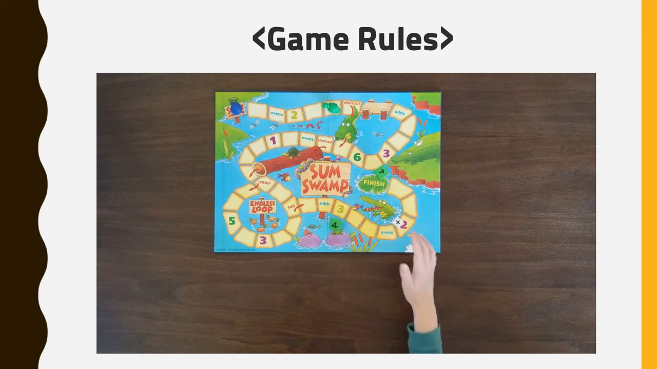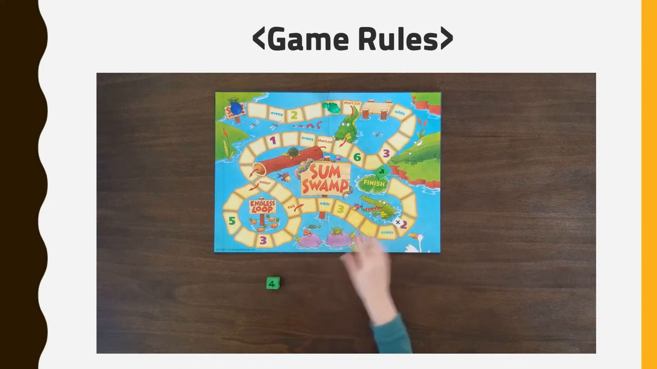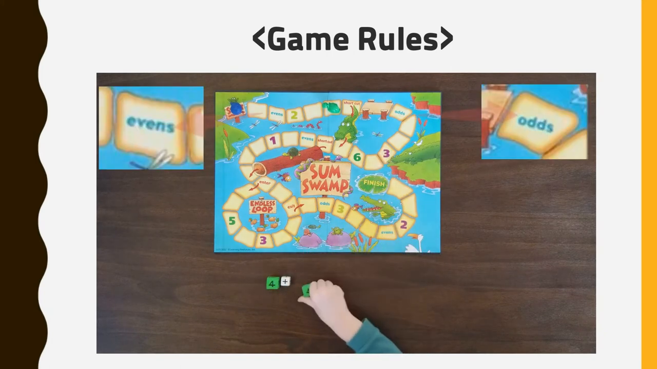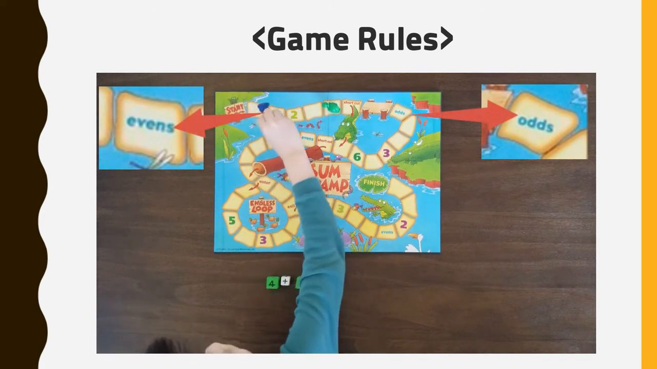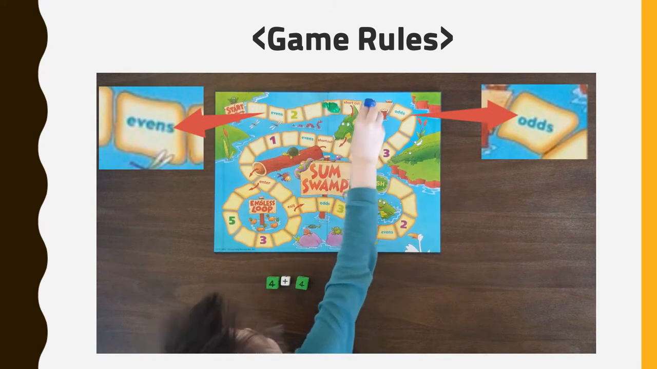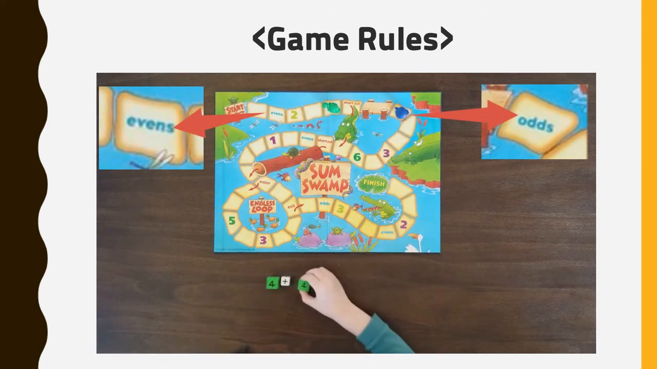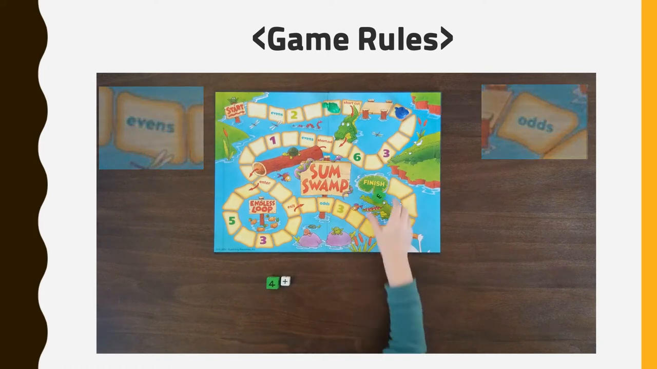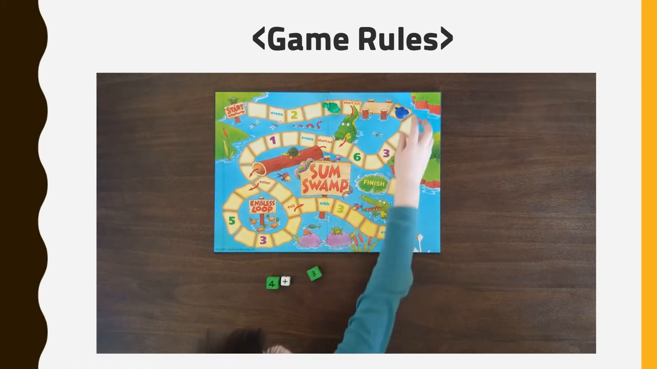There are 4 special spaces on the board. If you land on a stone that says odds or evens, roll a green number die 1 more time. If the number that turns up matches the stone you are on, move forward the number rolled.